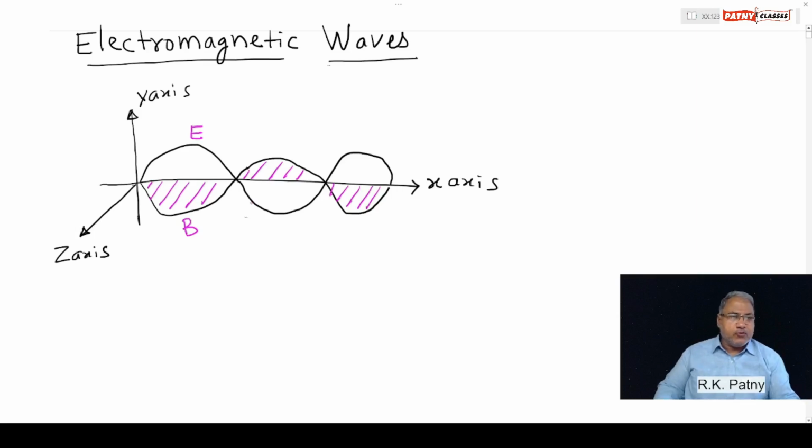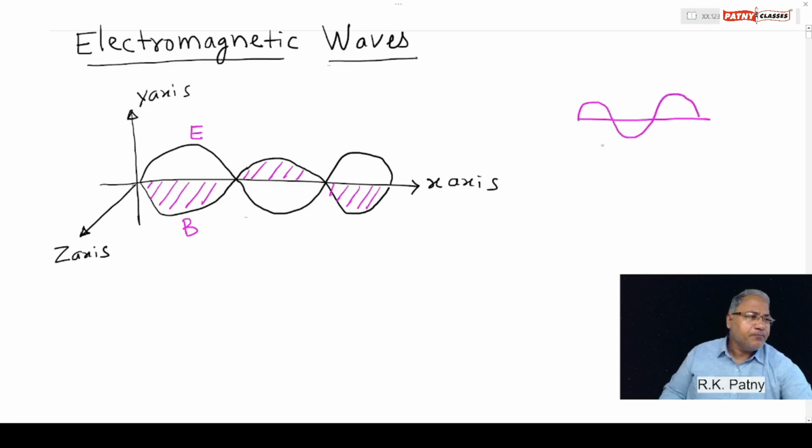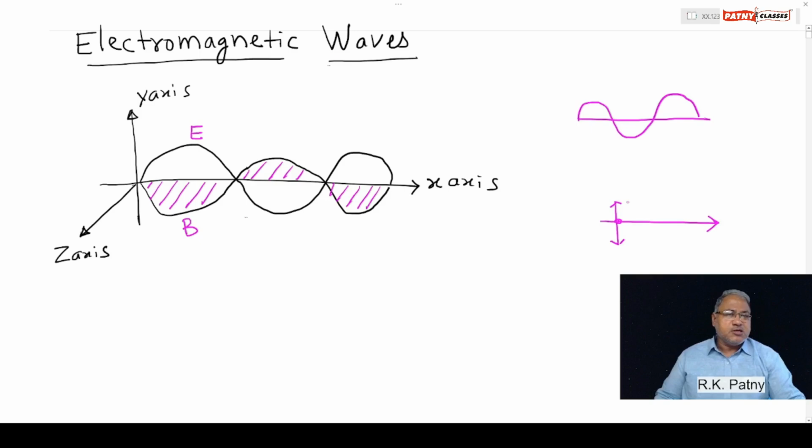So electromagnetic waves are composed of two waves, and both the waves are transverse in nature. Transverse in nature means what? The wave will have this type of shape. These waves are called transverse waves. In transverse waves, the wave moves in the forward direction, but particles of the wave vibrate perpendicular to the propagation of the wave. Such types of waves are called transverse waves.